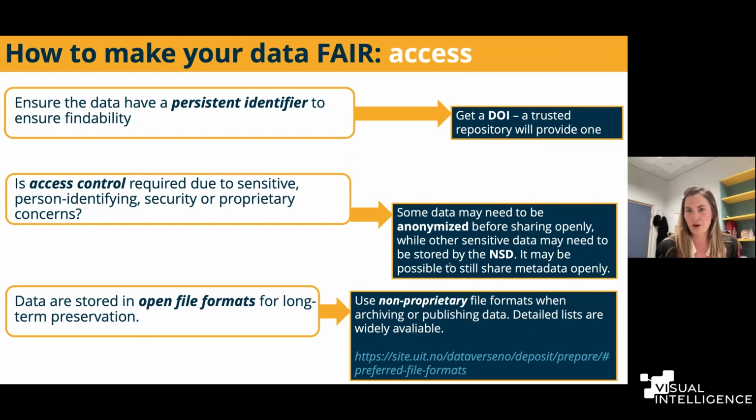Okay, so now you've documented your data, so both humans and machines know how to find and reuse your data set. Now you need to make it accessible. So you must ensure your data has a persistent identifier. If you publish your data set in a publication, or you archive it in a repository, a trusted repository, you'll get a DOI and you don't really have to worry about that any further.